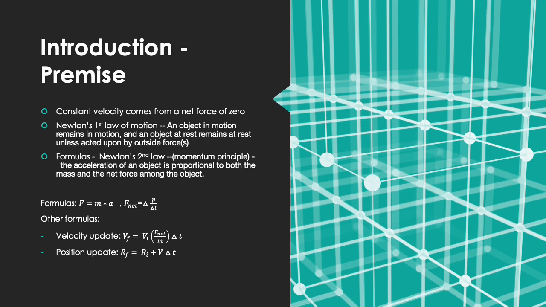Some formulas: another one we talk about is Newton's second law, the momentum principle, which says that the acceleration of an object is proportional to the net force on the object and inversely related to its mass. Some of the formulas we had to use for this lab were F equals m times acceleration, and F net is equal to the change in p over delta t. Other formulas I used were the velocity update, which is v final equals v initial plus F net over mass times delta t, and the position update, r final equals r initial plus velocity times delta t.